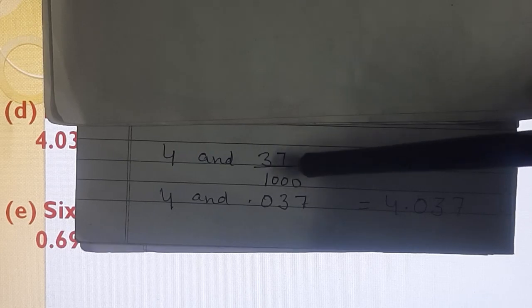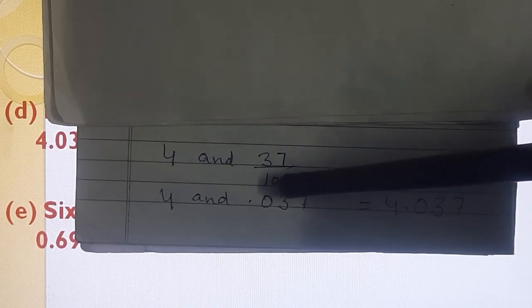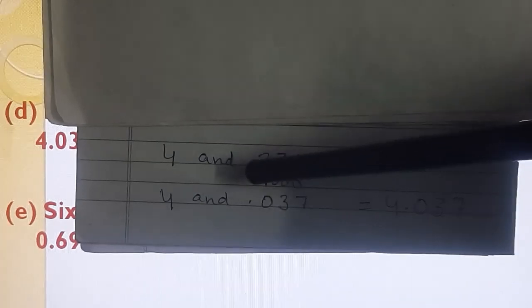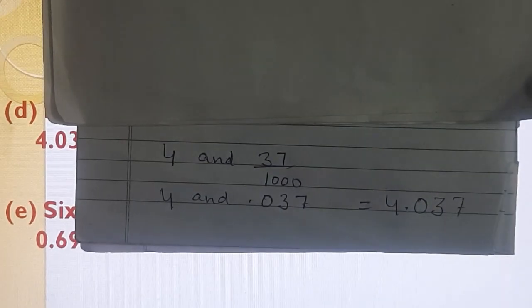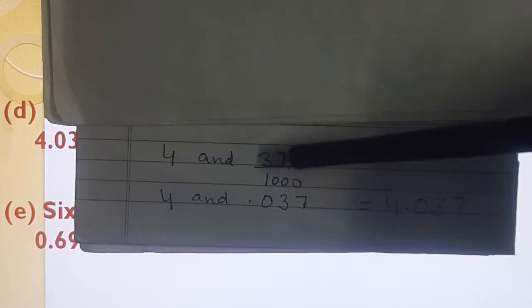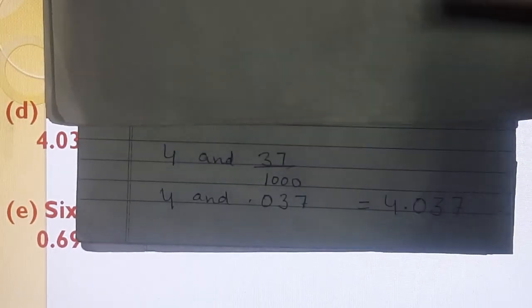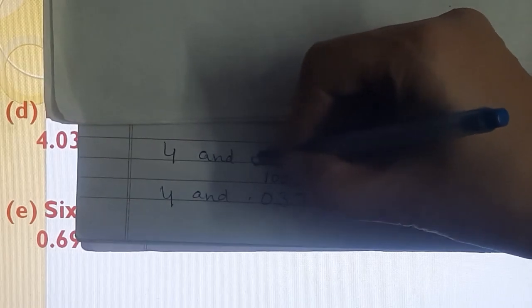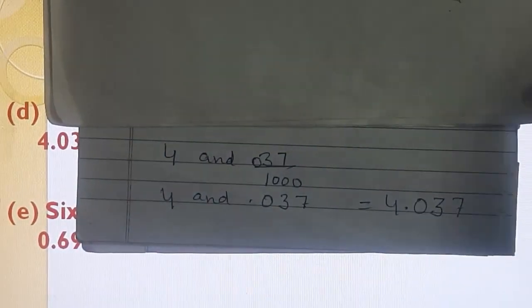Now 37 is the numerator and in the denominator 1000, 3 zeros are there. And we know how to write it down now. It is decimal 037. 3 zeros are there, so 1, 2, third place we are going to write 0. If you want, you can put 0 also here. Right? Now here we will write down the decimal.